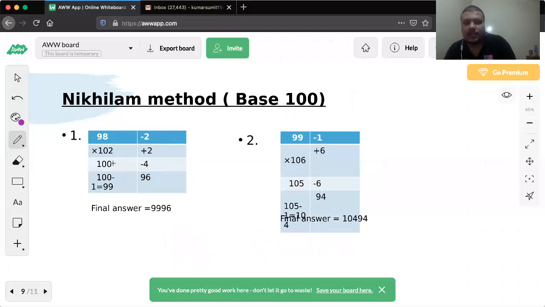Suppose you have 98 and 102. 98 is what, guys? 2 less than 100. 102 is 2 greater than 100. So again, the vinculum here is what, guys? 100. 100 means 10 to the power of 2. Why is the 2 important? 2 is important because if there is 2, we can have 2 digits in the RHS. If it is 10, we can have only 1 digit in the RHS.